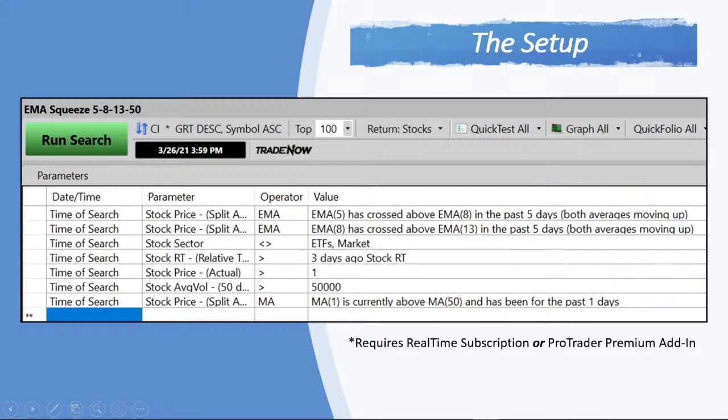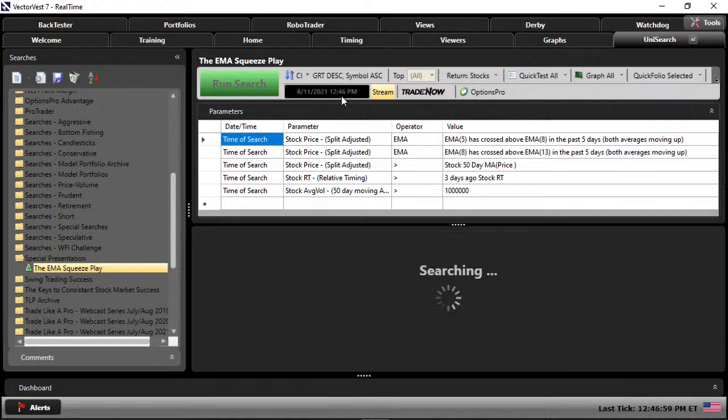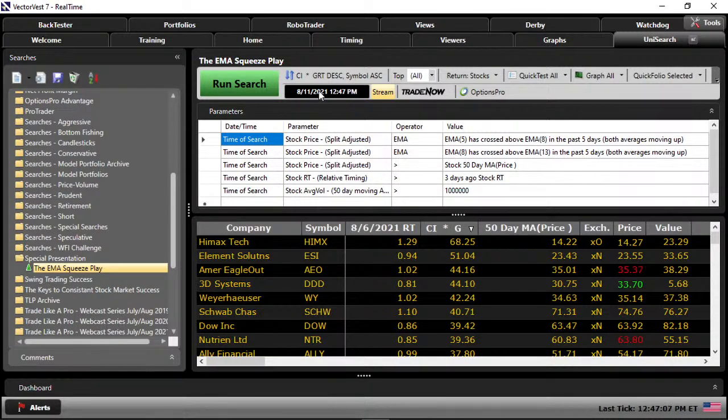Okay? I'm going to go into the VectorVest program here, and I'm in my Unisearch tool, and I basically have the same parameters here. Price above the 50-day moving average, 5-day crossed above the 8, 8-day crossed above the 13, both within the last 5 days. Relative timing greater than it was 3 days ago. Average volume greater than 100,000 shares. I don't need a price minimum here, because if I run that search as of right now, I'm going to find stocks well above $1. If you want to add a price minimum in there, you can do that. Sorted by CI times GRT. Very good sort. Comfort index times earnings growth rate.